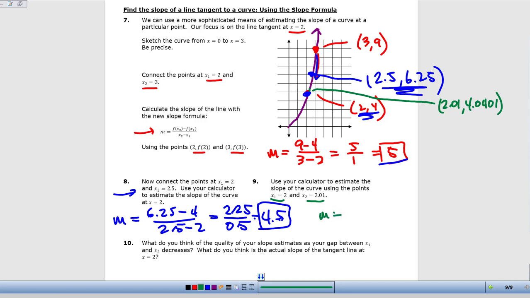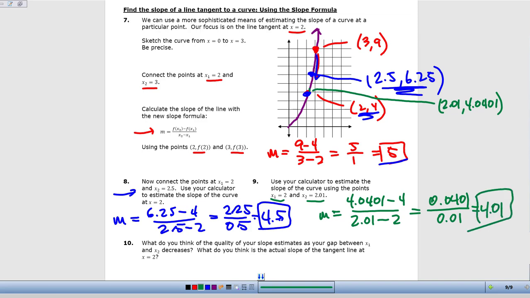And so if we plug those values into our slope formula, we've got 4.0401 minus 4 in the numerator, and 2.01 minus 2 in the denominator. If we calculate that, we get 0.0401 on the top and 0.01 on the bottom. If we divide that, we get an answer of 4.01 as our estimated slope of the tangent line.